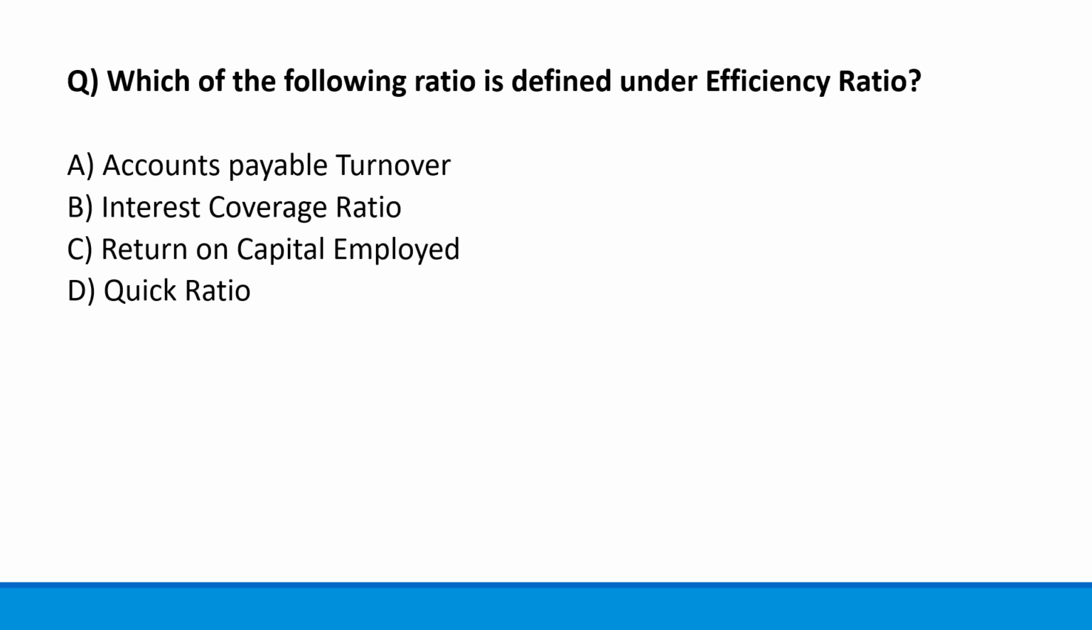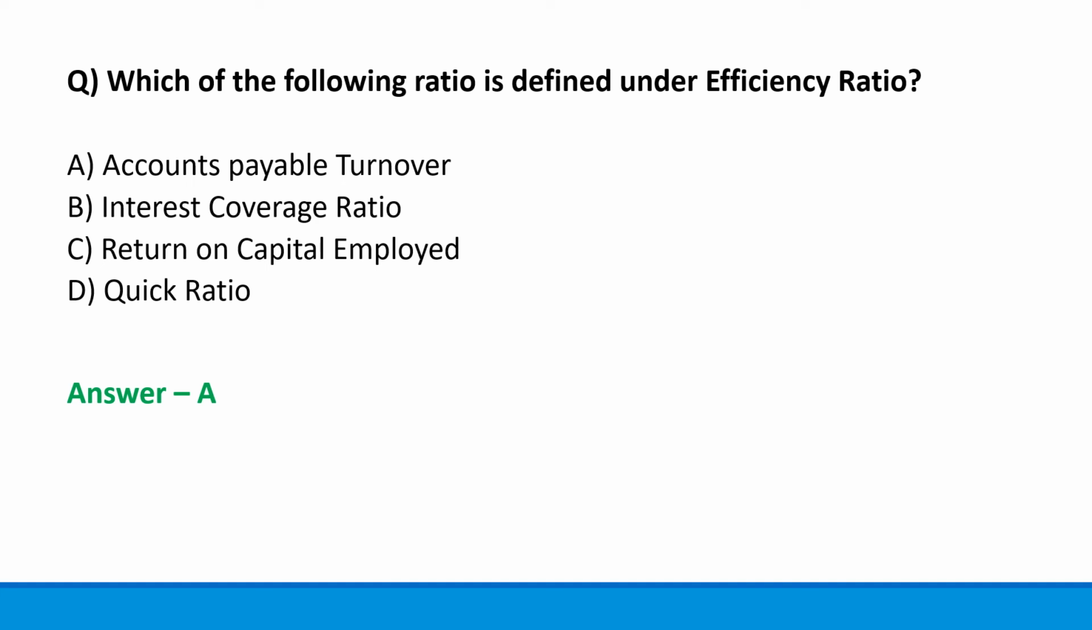Next question. Which of the following ratio is defined under efficiency ratio? Option A, accounts payable turnover. Option B, interest coverage ratio. Option C, return on capital employed. And option D, quick ratio.